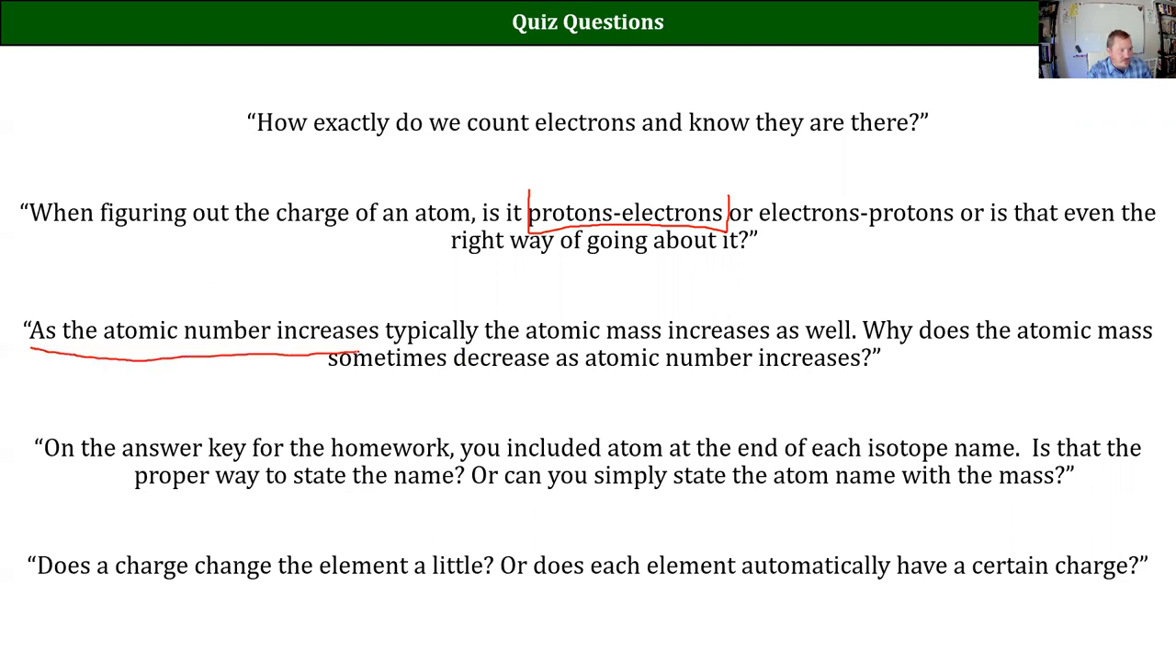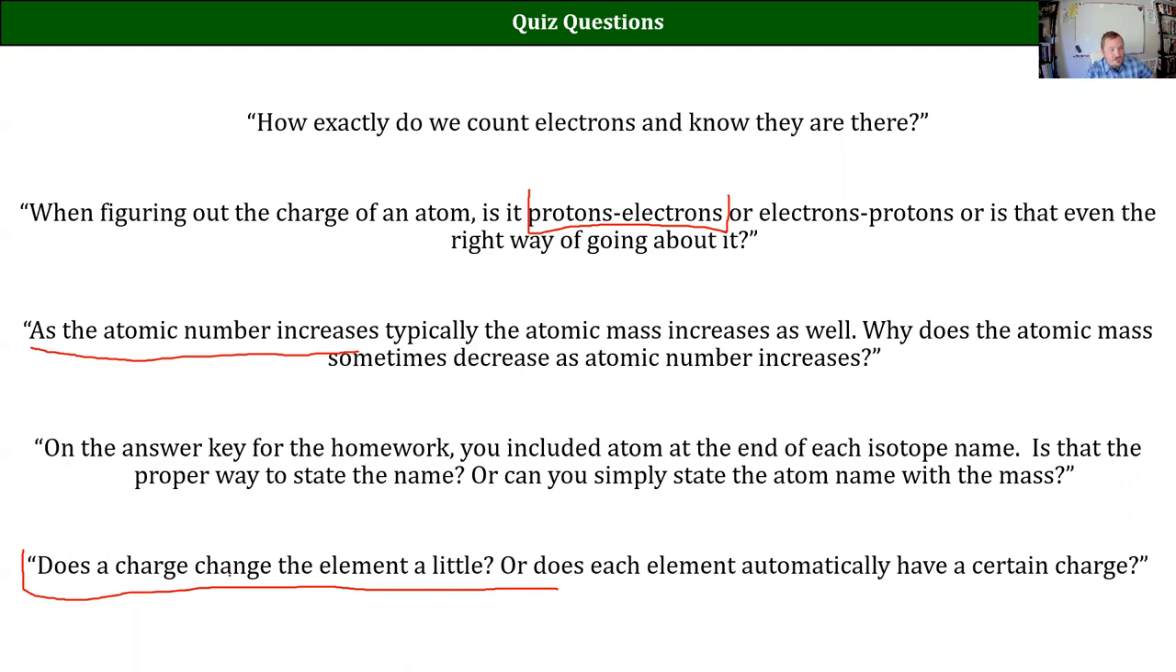We're going to talk about atomic number increasing as atomic mass increases when we talk about the periodic table later today, so I'm going to leave this one for now. And then last but not least, does the charge change the element a little, or does each element automatically have a certain charge? Again, we're going to talk about the periodic table and how we can interpret the shape of the periodic table to predict what the stable charges on an element will be.